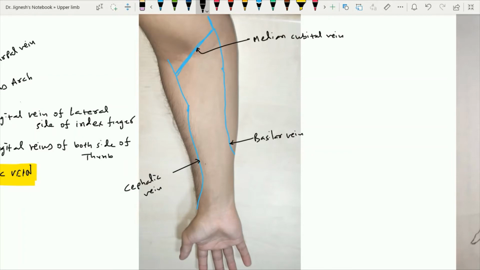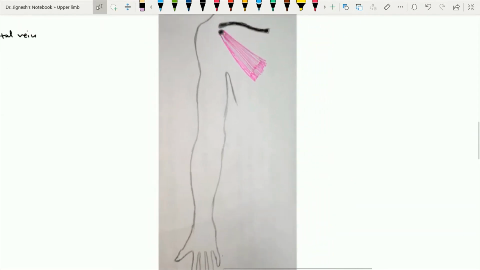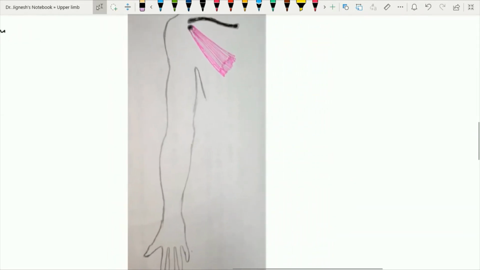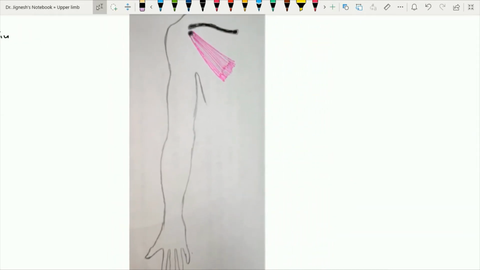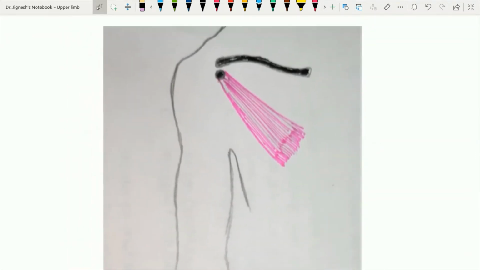Now let's see the further course of the cephalic vein as well as the basilic vein in the other figure. Here, this is the schematic figure of the ventral, or anterior, aspect of the upper limb, and at the upper side we can see this bone is the clavicle, while this muscle is the pectoralis minor.